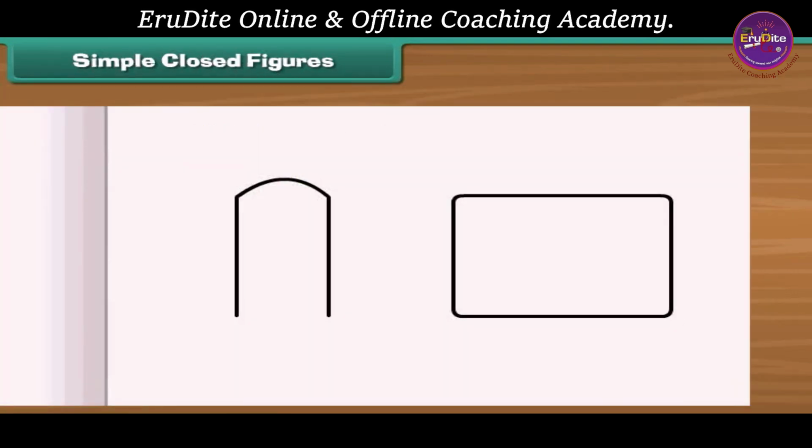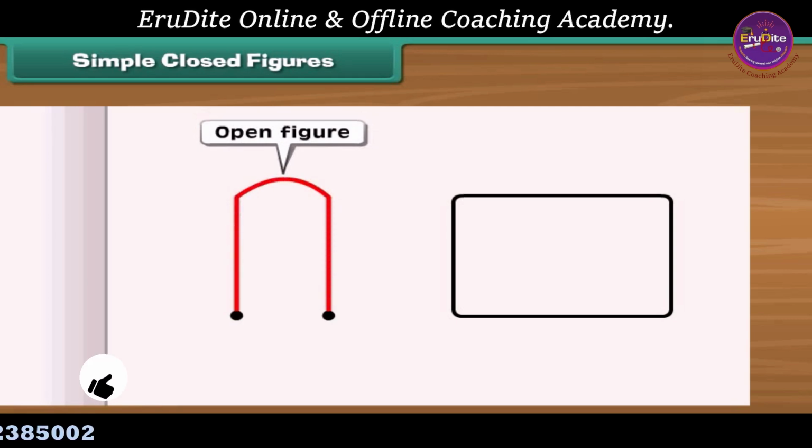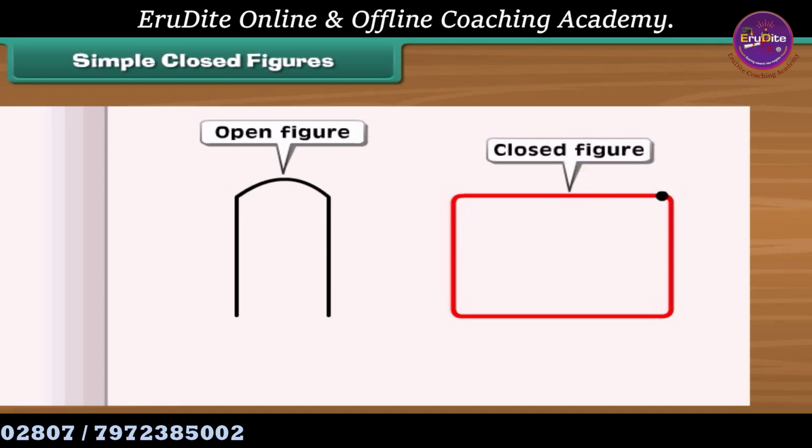Notice the given figures. First figure does not enclose part of plane. This is an open figure. This figure starts with one point and ends at a different point. What about the second figure? This starts with one point and ends at the same point. Thus, it encloses region inside it. A figure of this type is called a closed figure.